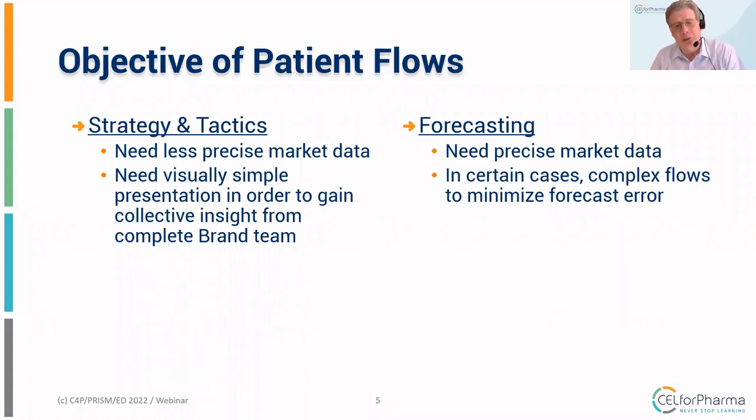Some people use patient flows for forecasting. And that's a little different, because then, of course, you will need more precise market data. If you're not sure if there's 40 or 60% of the patient population diagnosed, it's going to be very hard, of course, to come up with precise forecasts. And in certain cases, you will need pretty complex patient flows in order to minimize forecast error, particularly in specialty care where you have subpopulations.